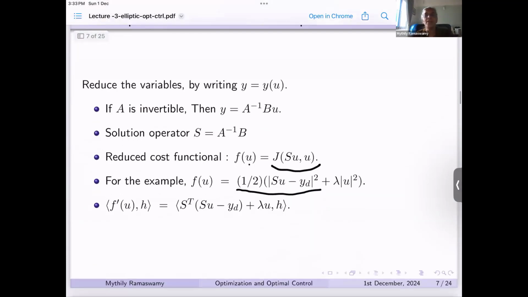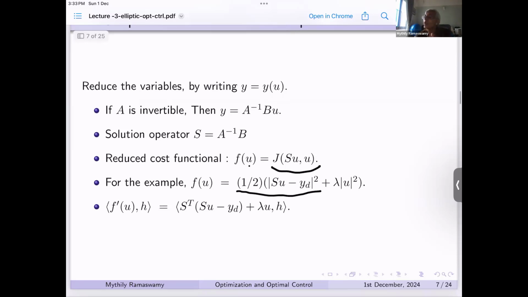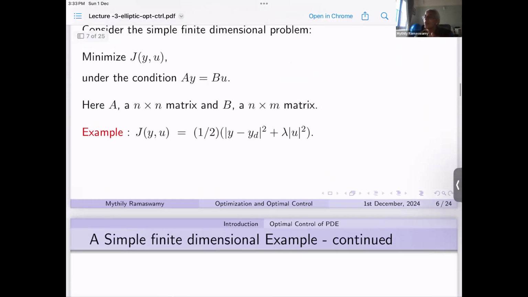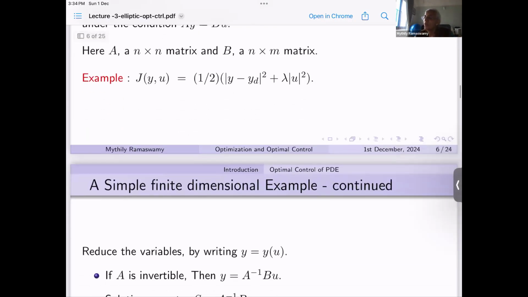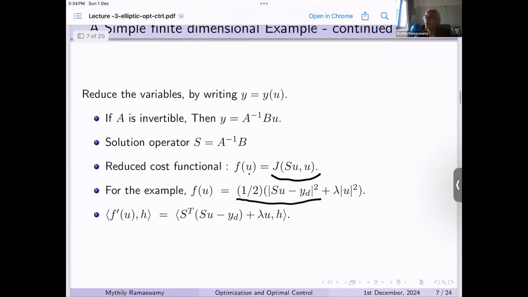So the idea, which is the same we will follow in elliptic as well as parabolic equations, is when you have J as a function of y and u, I would like to write y as a function of u. Y and u are related to each other through the equation. The equation was Ay equal to Bu. In the PDE case, it will be some PDE, elliptic or parabolic. So if I manage to write the solution operator S equal to A inverse B, in this case, I know how to find the derivative.